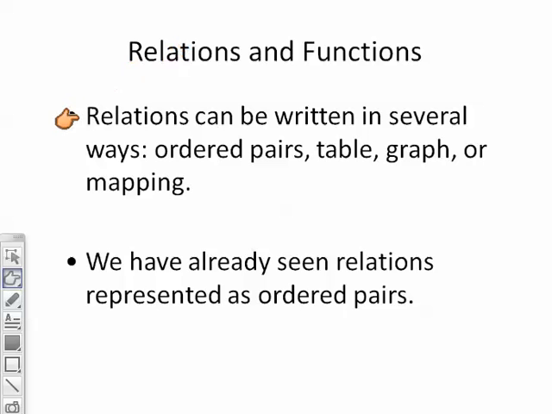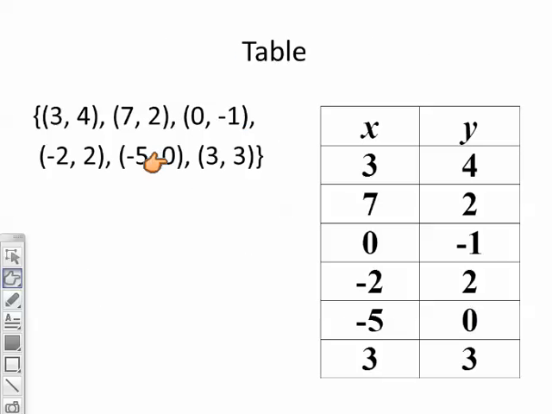So a relationship can always be written several ways. You can write it as ordered pairs, you can write it as a table or a graph, or maybe even as a mapping. You've already seen me giving it to you as ordered pairs. Let me show it to you in a couple of other ways. Here's an ordered pair, (3, 4), (7, 2), (0, -1). Notice I'm writing them in a table over here. X and Y at the top, but I'm writing them 3, 4, 7, 2, 0, -1. They're the same numbers, just expressed in a table and in an ordered pair.